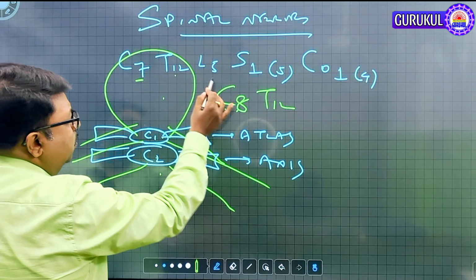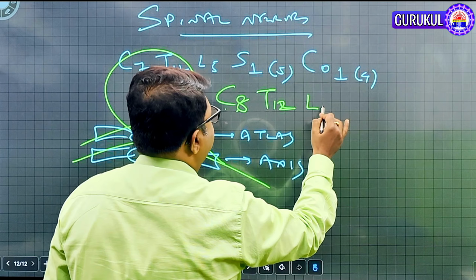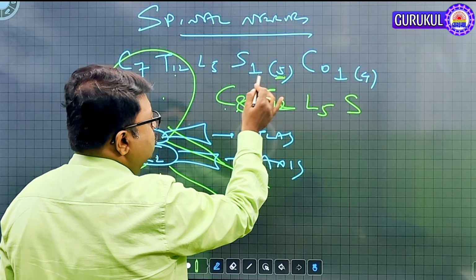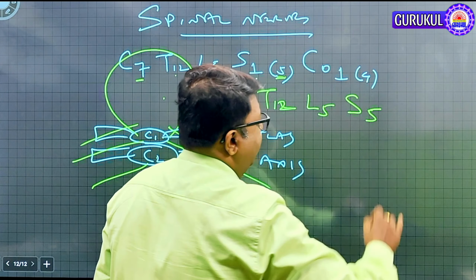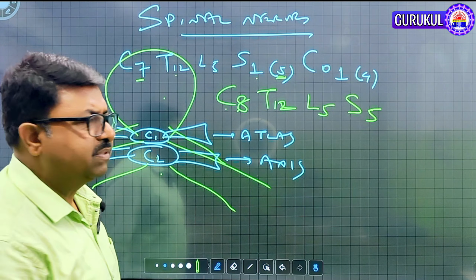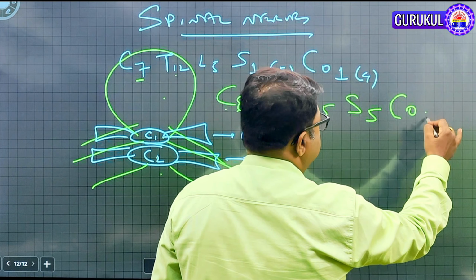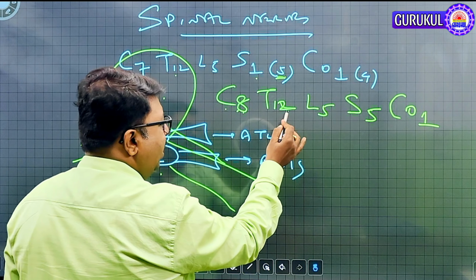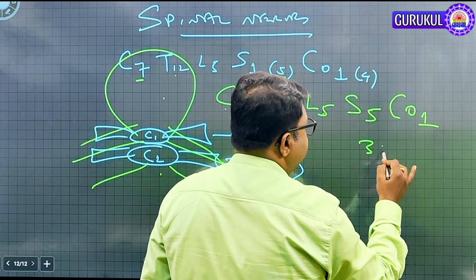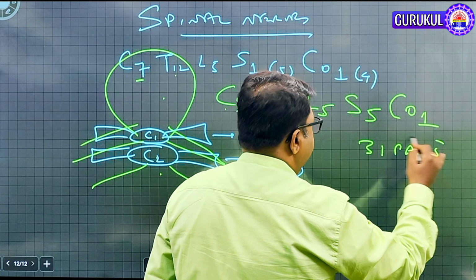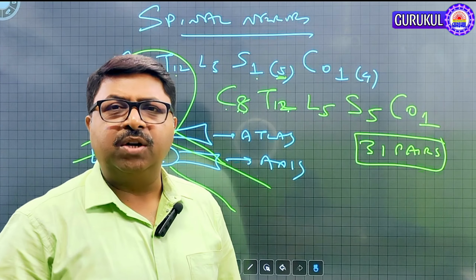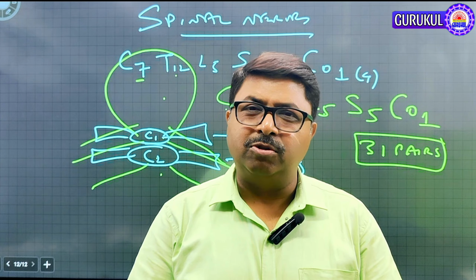Nerves T12, L5, and S: these 5 fused to become one. Before fusing, 5 nerves had already come out. 5 pairs of nerves came out, called spinal nerves, and coccyx is 1. So that makes 8 plus 12 is 20, 30, and 31. So this makes the 31 pairs of spinal nerves. That's very important about spinal nerves.